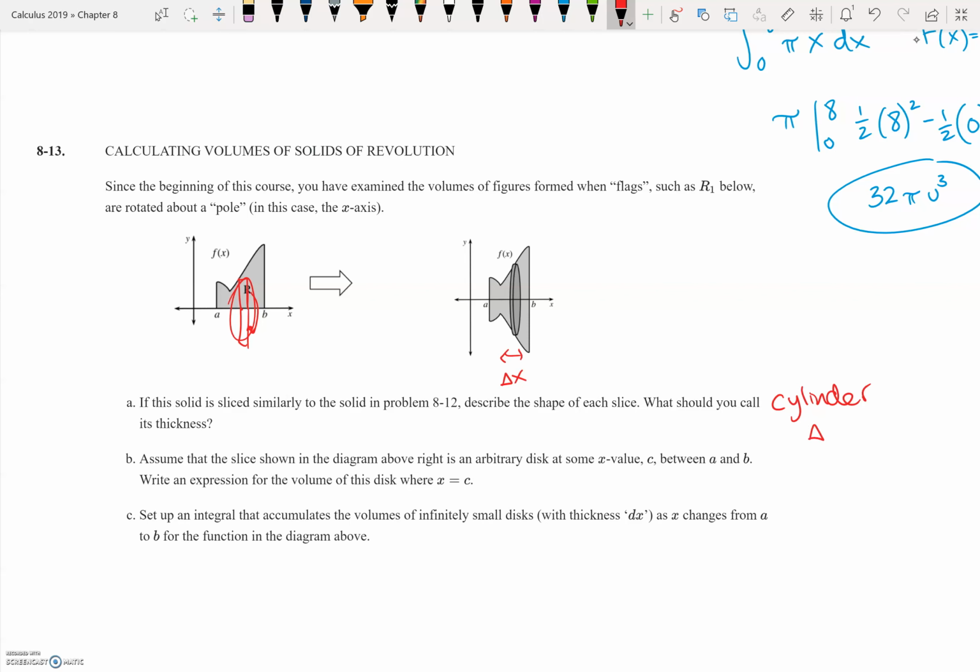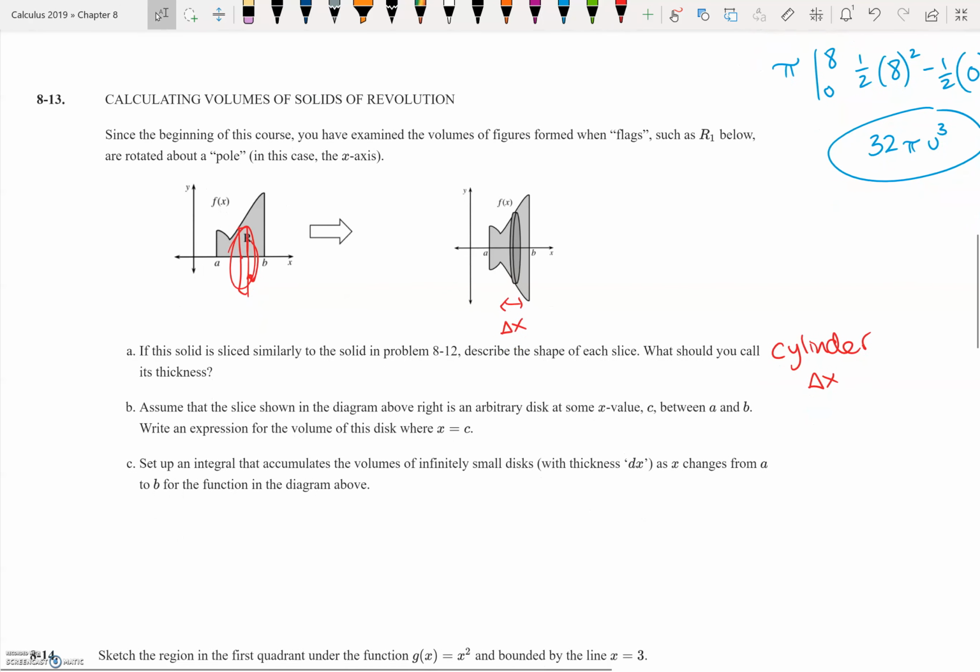So this is going to be the change in x is going to be our thickness of our cylinder. Assume that each slice shown in the diagram is an arbitrary disk at some x value c between a and b. So c is somewhere here. We don't know where it is between a and b, and it has some amount of thickness. We want to write an expression for the volume.